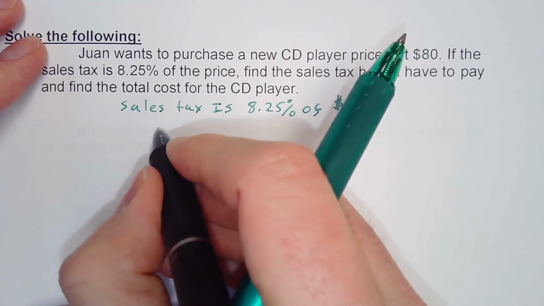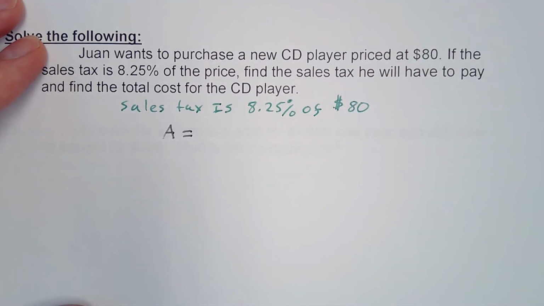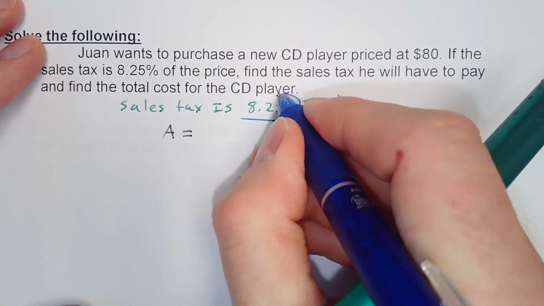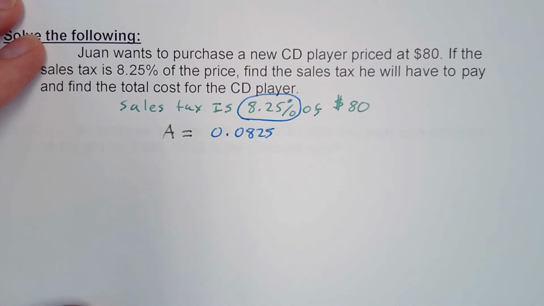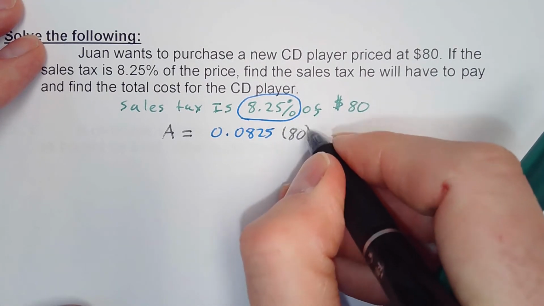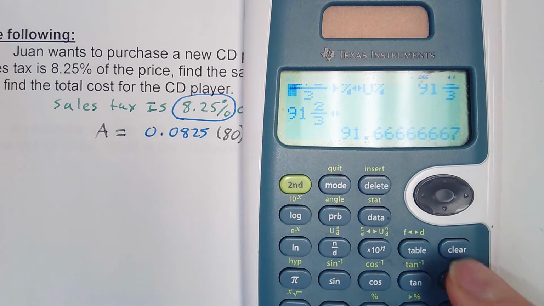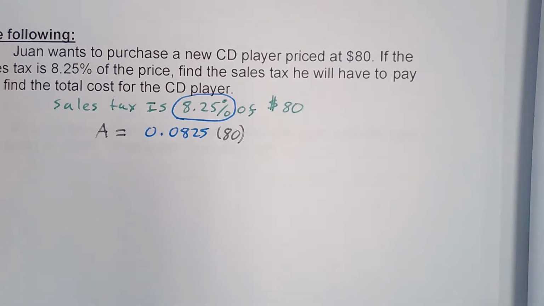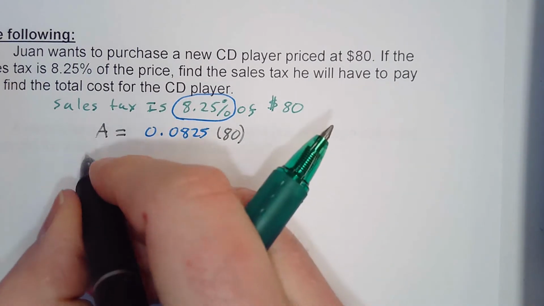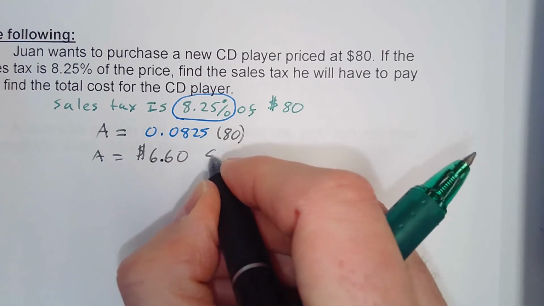So our sales tax, that's what we're looking for, that's our amount A, equals, we're going to rewrite this as a decimal, 0.0825. Of means we're multiplying. So we're going to do 0.0825 times 80. Gives us 6.6. Now remember, we're talking about money. So that'd be $6.60. That's our sales tax.